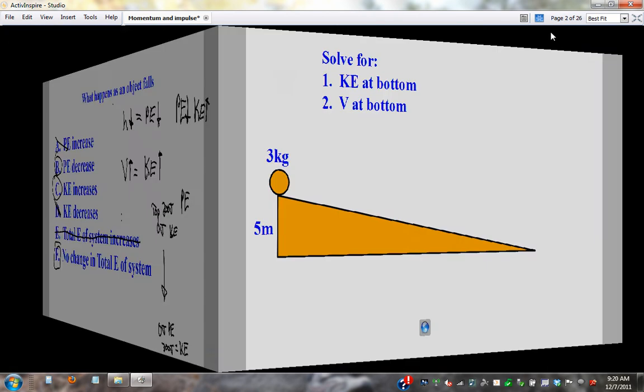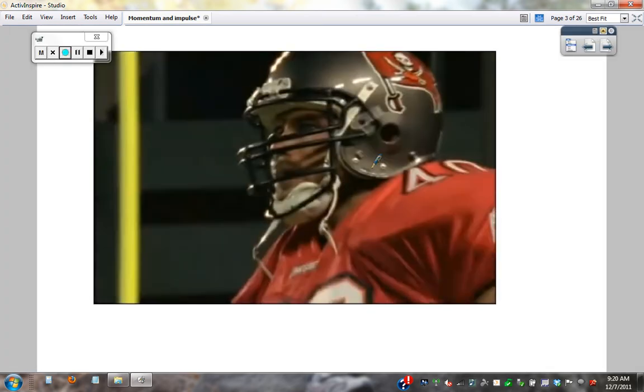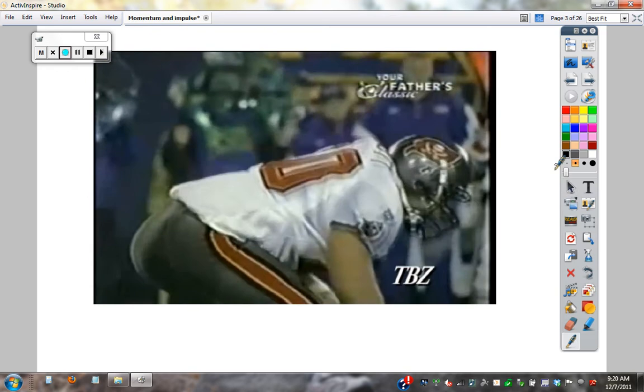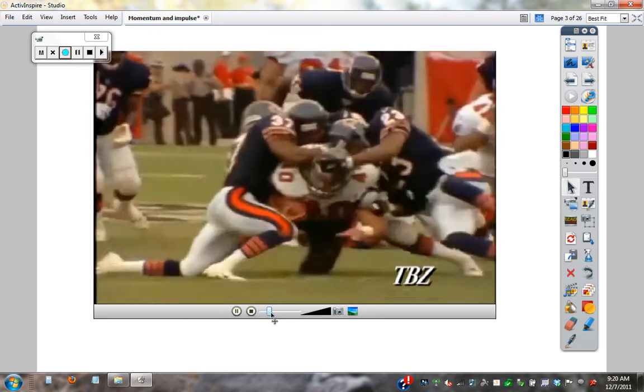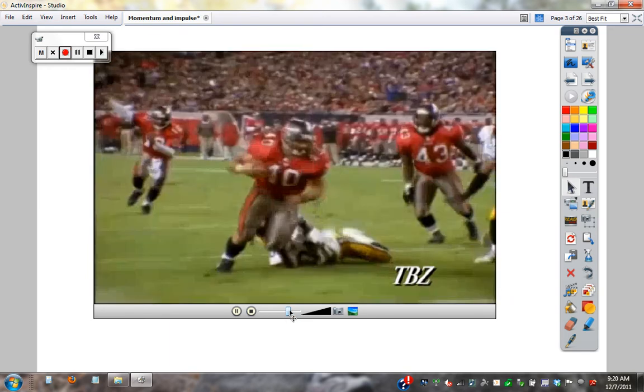Alright, so the new topic is momentum. This is a video of a really big football player, and we'll watch a little bit of it, just so you can get an idea about this guy, because he's got some, let's see, right about here, there's a really good example. Let's see if we can find it. There we go. Nope, sorry. Nope, sorry.